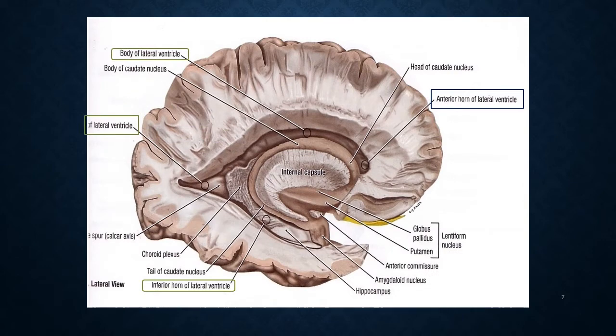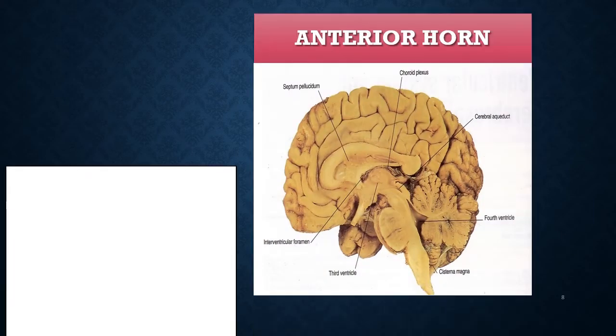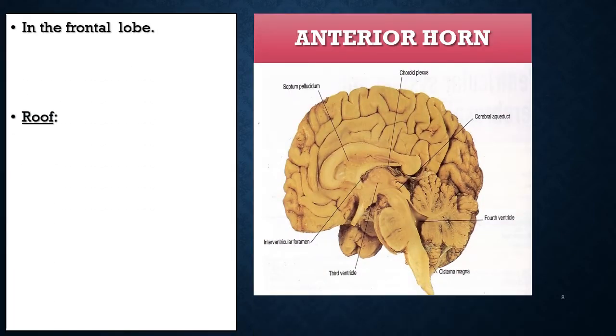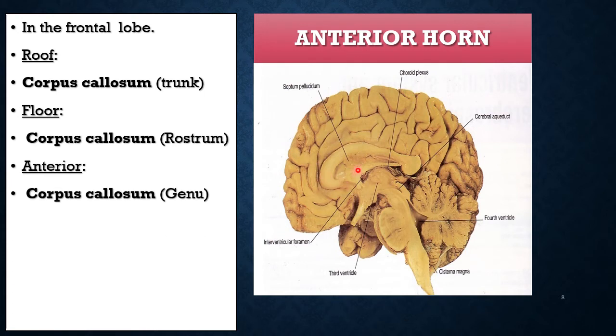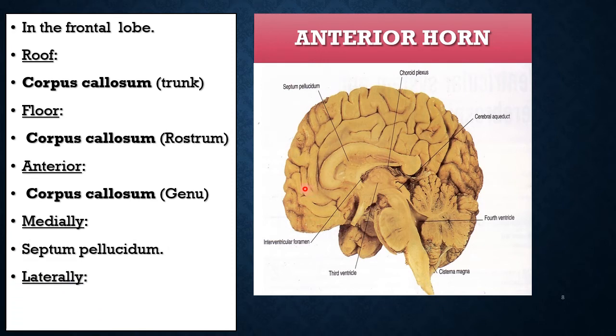So this is another image to show you all the anterior horns, posterior horn, body of the lateral ventricle, and here you can see the inferior horn of the lateral ventricle. So moving to the anterior horn, which is present in the frontal lobe, it is having a roof, floor, lateral wall, and the medial wall. So the roof is formed by the trunk of corpus callosum, and the floor is formed by the rostrum of corpus callosum. And anteriorly we can identify the genu of corpus callosum. And medially we can identify the septum pellucidum, this transparent layer which is called the septum pellucidum. And laterally we can identify the head of the caudate nucleus.